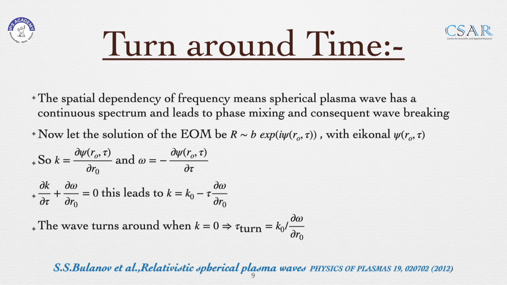So what we did then: if the wave is propagating outward, then initially k will have some positive values, and if it is coming back to the center, then it will have negative values. So in between them, k must have passed through 0. Taking this condition, we calculated the turnaround time of the wave. The turnaround time, as we found here, is also inversely proportional to the spatial rate of change of the frequency.